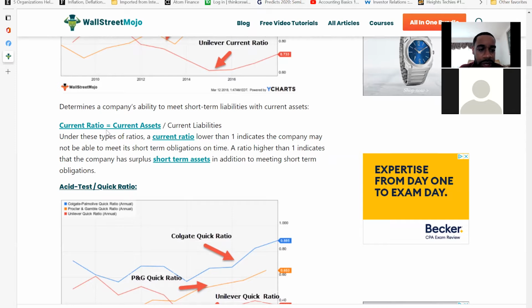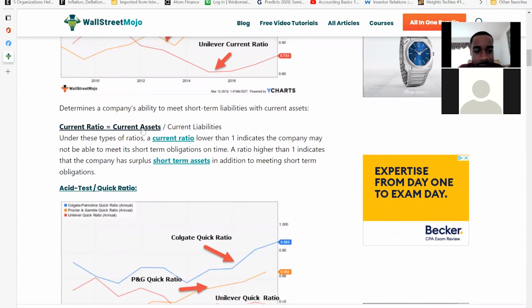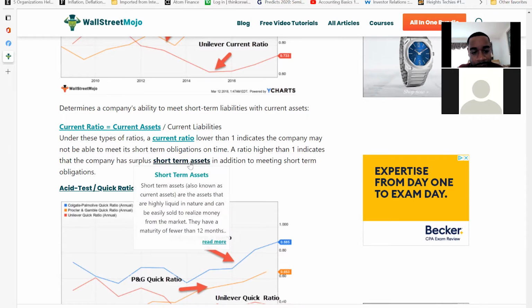So the first one is the current ratio, right? Your current ratio is your current assets divided by current liabilities. Under these types of ratios, a current ratio lower than 1 indicates that the company may not be able to meet its short-term obligations on time. A ratio higher than 1 means that the company has surplus short-term assets.